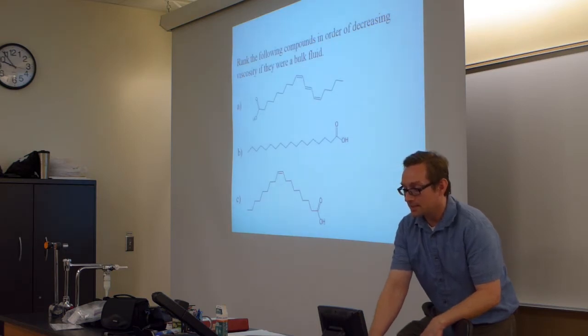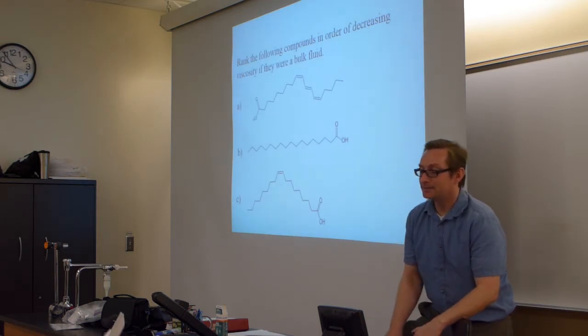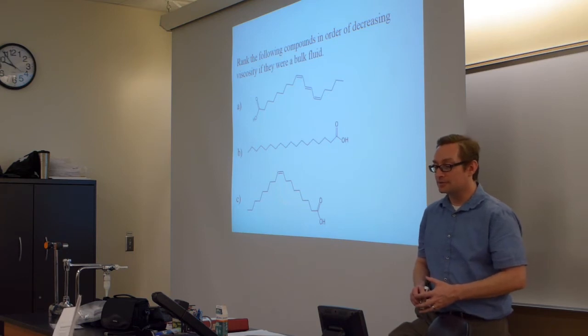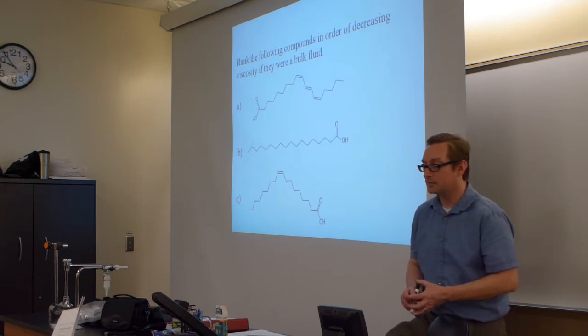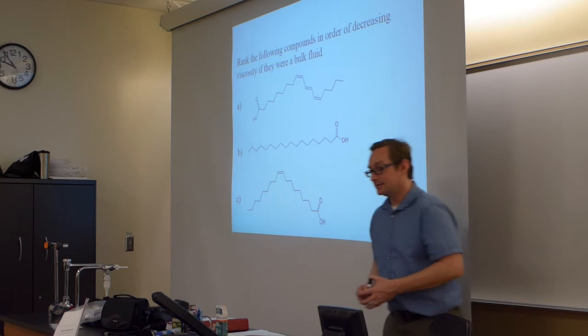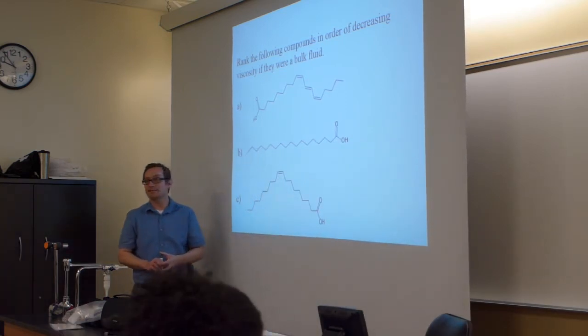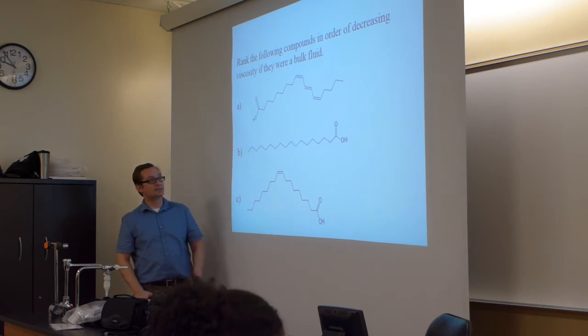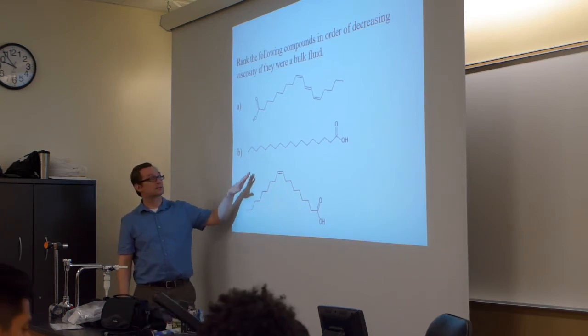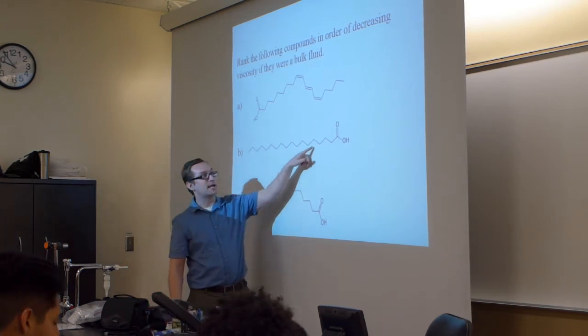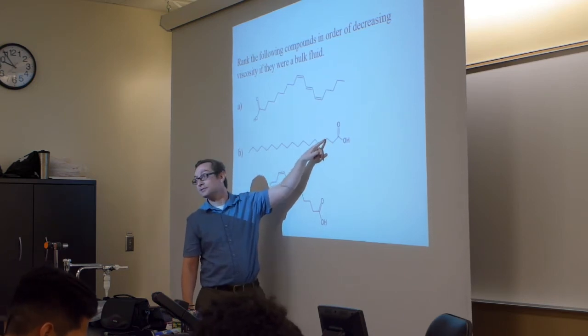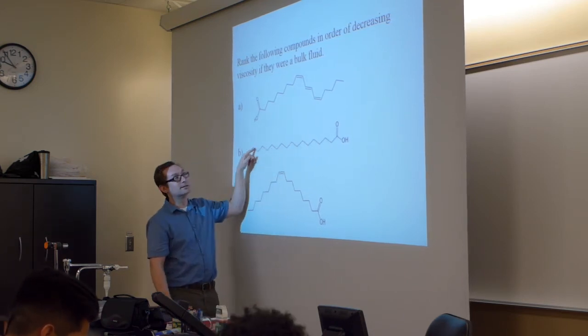So here's, this has to do with our lab today, actually. Rank the following compounds in order of decreasing viscosity if they were a bulk fluid. These are examples of what we call free fatty acids. So this is an example of a fatty acid. Now that we've done line structures, you know that these up and down lines mean that there are carbons. It's like carbon, carbon, carbon, carbon.